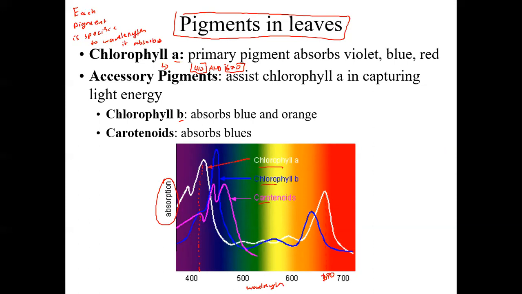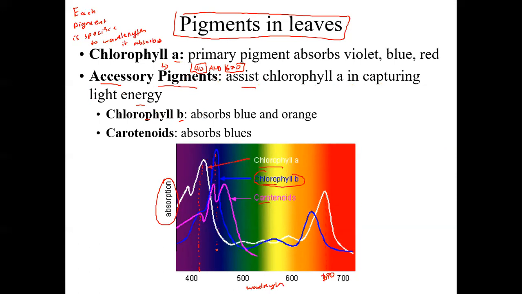So it wouldn't make a whole lot of sense for a plant to have evolved to just have one pigment. Plants have actually evolved to have what are considered accessory pigments, and they're going to help that chlorophyll in capturing even more light energy. So we have alternative pigments as well.